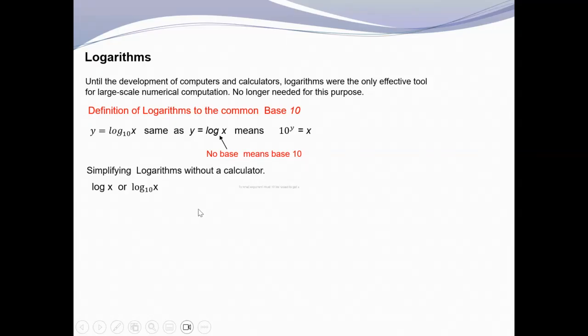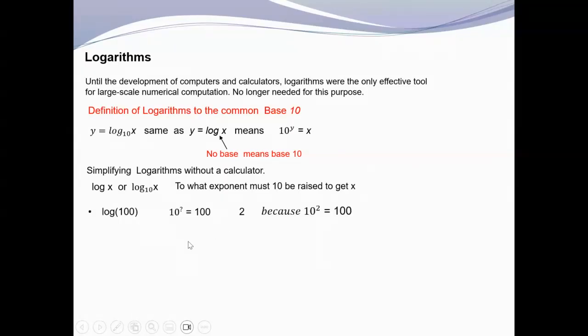Okay, now here's how we do it. Here's how we read it: to what exponent must 10 be raised to get x? For example, what's my base? My base is 10. 10 to what power is 100? That's the way you will answer these. So the answer will be 2, because 10 squared will give us 100.